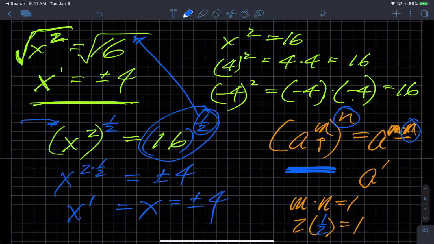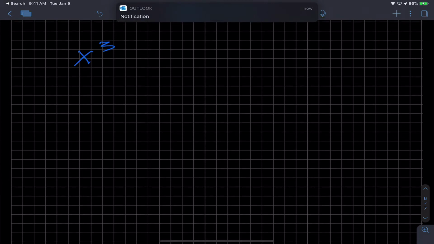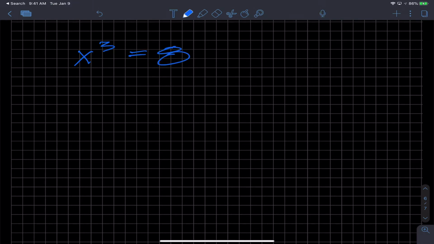Okay, so 16 to the 1/2 is the square root. So now, can you imagine if I had x cubed equals, let's just use 8 because that's quicker. So yes, in your previous life you would have taken the cube root, and you can still do that. That's not a problem. It's not wrong.